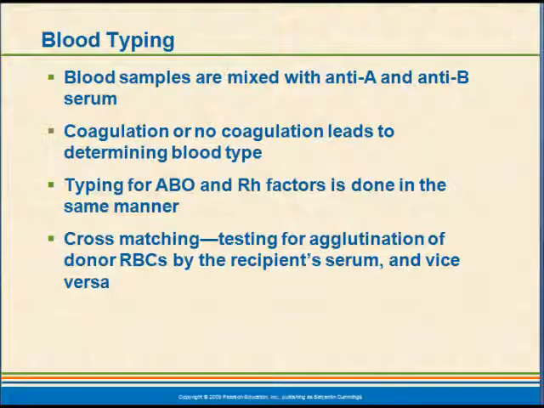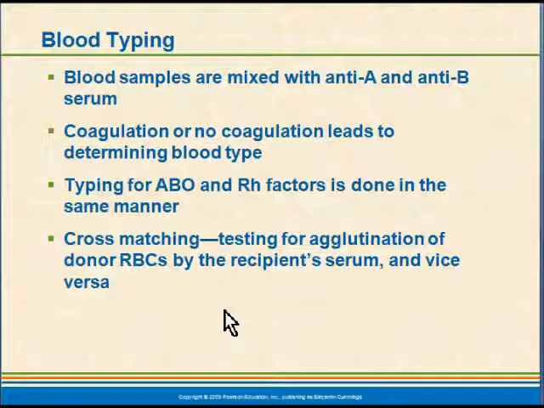Now, blood typing. The way that we protect from any unforeseen incident, any unfortunate clotting or coagulation to occur, is we type the blood. We take samples and mix them with anti-A and anti-B serum, that is, antibodies against either the A or the B or the RH antigens. And if there is a reaction, which usually is in the form of coagulation, that helps us determine the blood type. Typing for ABO and RH factors is done pretty much the same.